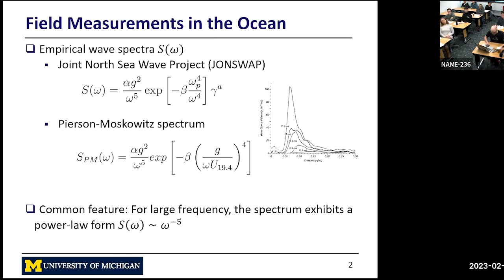The difference between the first and the second is that JONSWAP is for limited fetch, so the wind has not been blowing for enough time. But Pierson-Moskowitz is for the situation where the wind has blown for a long time to form a stationary spectrum. Of course, these spectra are very different at different locations in the ocean and with different wind forcing. So I just put some drawings here for different types of spectra. We have different energy and different peak wave periods and so on.